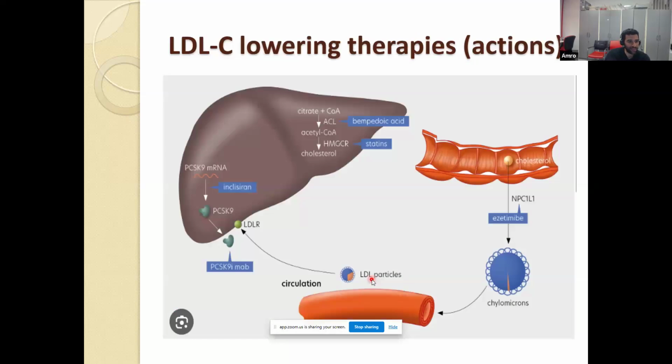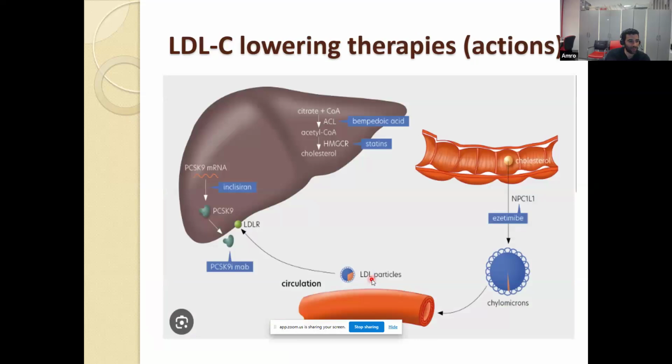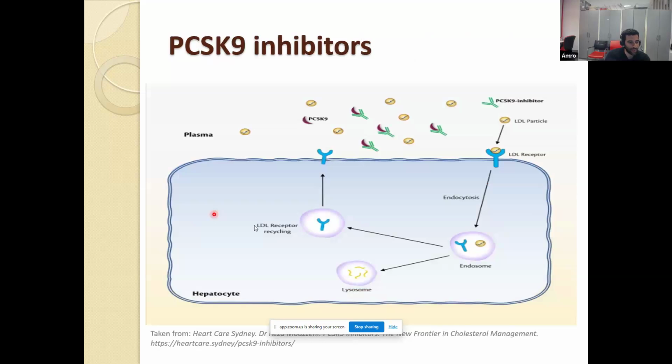I'm going to talk about PCSK9 inhibitors. These are the new kids on the block now. PCSK9 is a protein that's made in the liver. So again, a bit of biochemistry. The liver secretes this, this purple crescent here, which is called PCSK9.